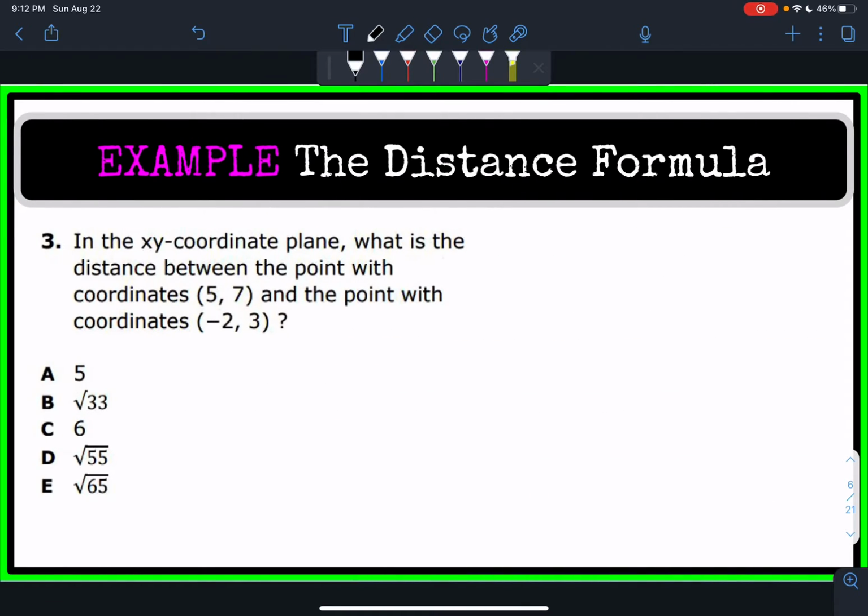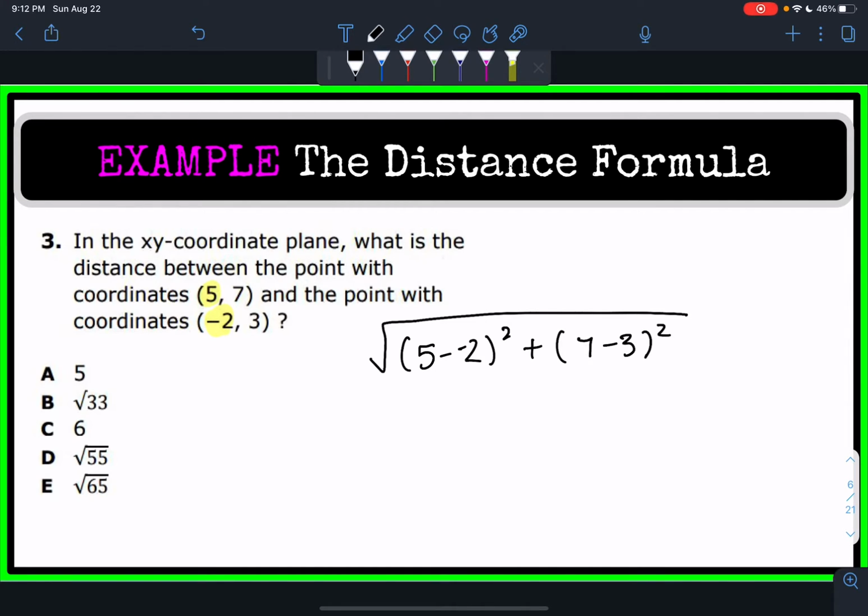So in our third example, again, we want to calculate the exact same thing. We want to know, again, in the coordinate plane, what is the distance between the 2 points. So just stick it into our formula. We're going to subtract the x values, which are these two numbers. So 5 minus -2 to the second power, and then we'll subtract the two y values, so 7 minus 3, and raise that to the second power.